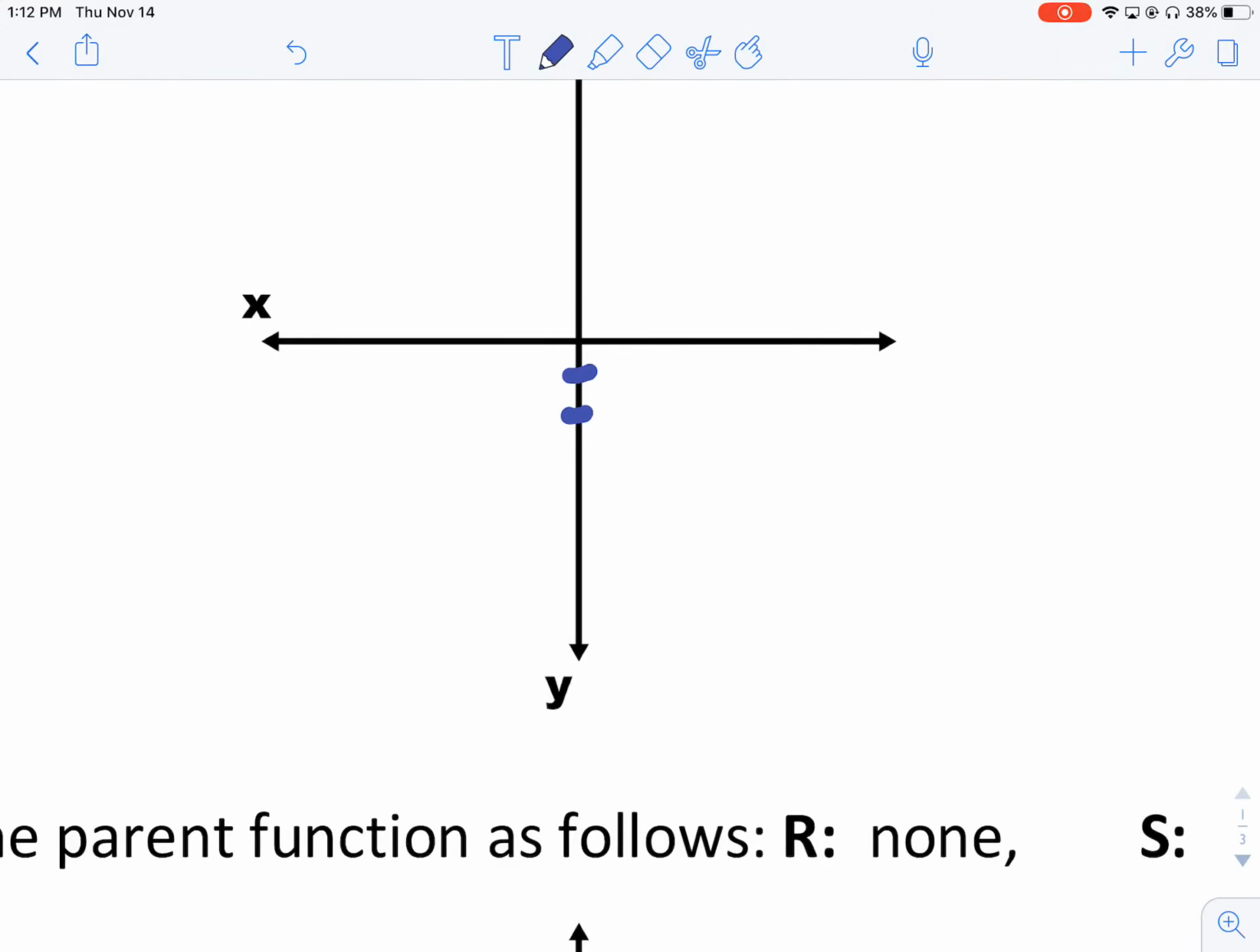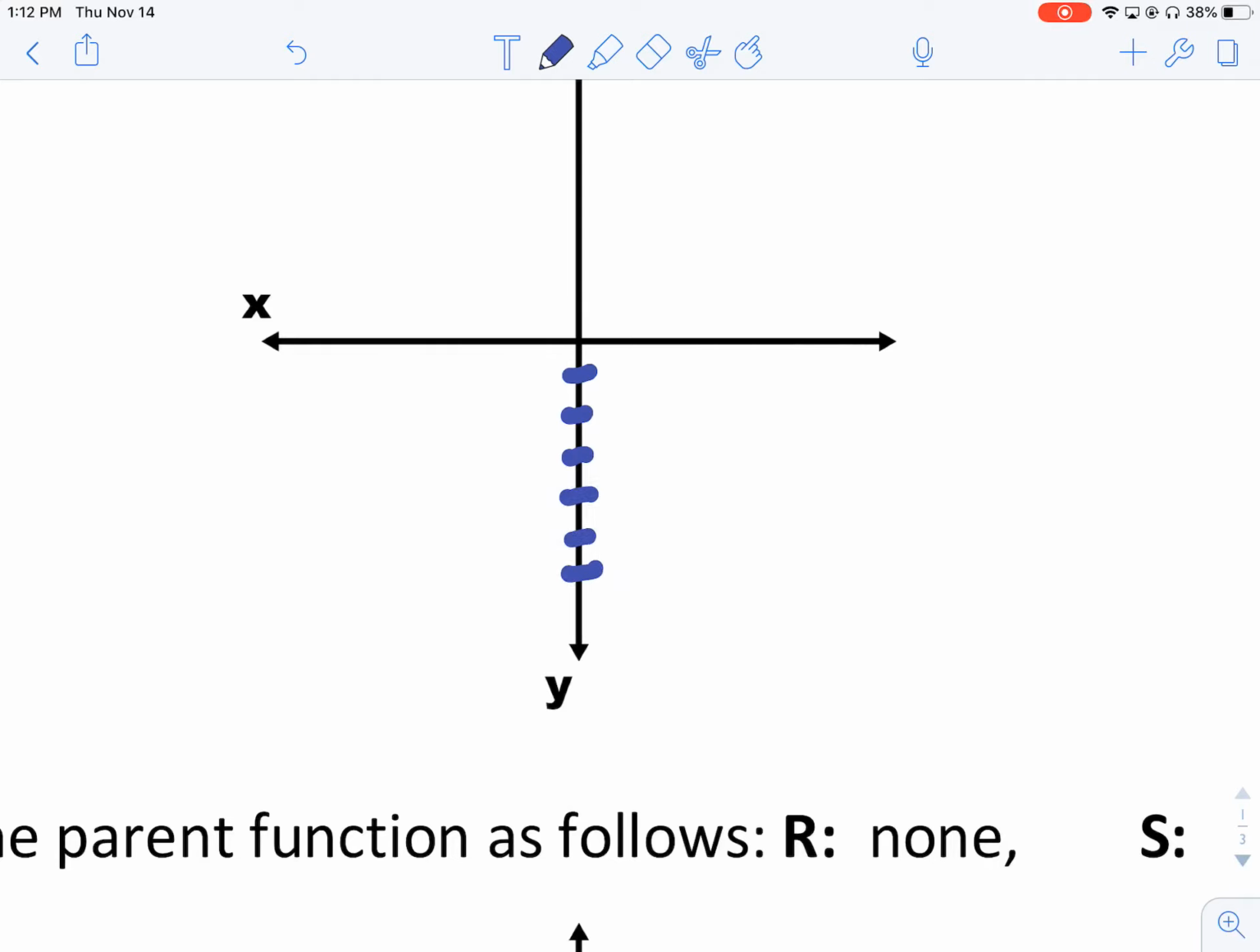Are you guys taking a transformations quiz? Is this like helpful? No? Yeah. Mr. Staub is awesome. Mr. Staub is awesome. Don't forget that.